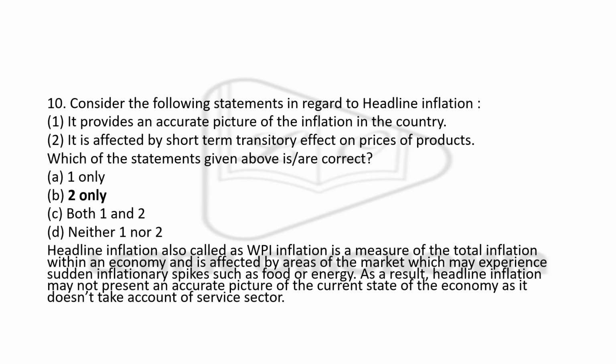Next, consider the following statements with regard to headline inflation. Here, two sentences: it provides an accurate picture of inflation in the country, and it is affected by short-term transitory effects on prices. The right answer is option B, that is only sentence B is right. We have to understand what headline inflation is first. It is actually WPI inflation, which takes into consideration the total inflation within an economy, and it is affected by areas of the market which may experience sudden inflationary spikes. As a result, headline inflation might not present an accurate picture of the current state of the economy, because it doesn't take into consideration the service sector in the economy.